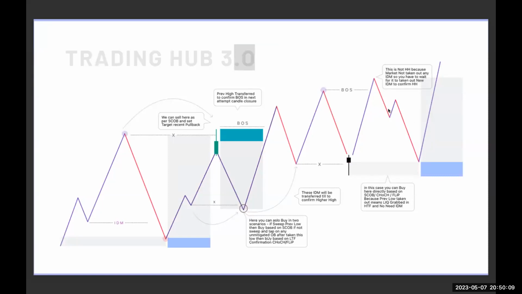Okay. And remember one more thing. This is not a higher high. Why? Even with a break of the structure, this is not a higher high. Higher high is confirmed when the market takes out the inducement. So in this case, the market pushes downside and you buy. But maybe in the next attempt it can go lower and like this. So this becomes our higher high because it took out the inducement. And this move is called our break of structure here. And this is our higher high.